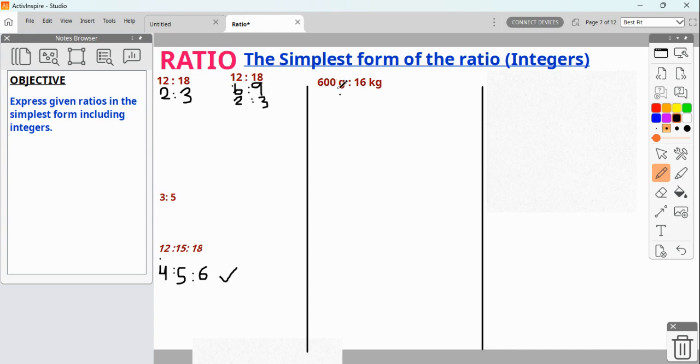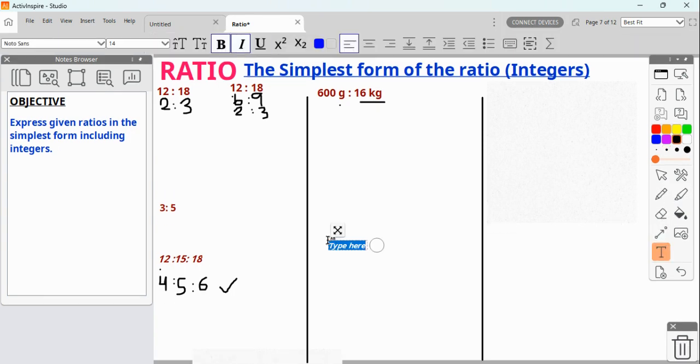So we have 600 gram ratio 16 kilogram. We can convert this 16 kilogram into gram. We know very well that 1 kilogram is equal to 1000 gram. This is the relationship between kilogram and gram. And kilogram is the big unit and gram is the small unit.